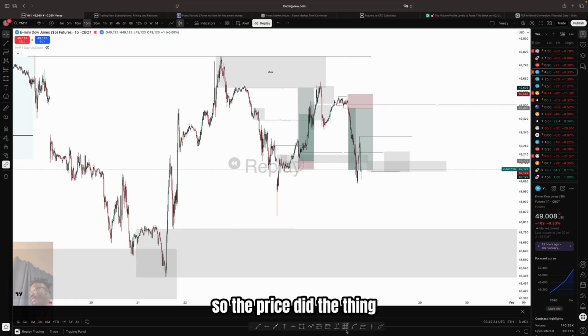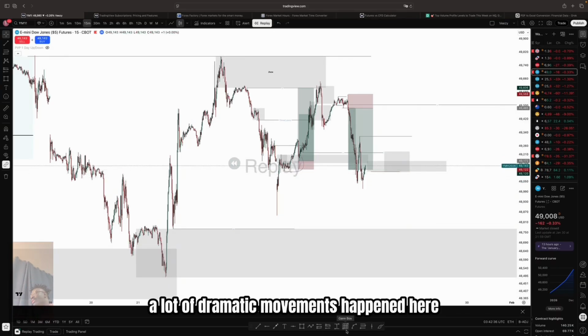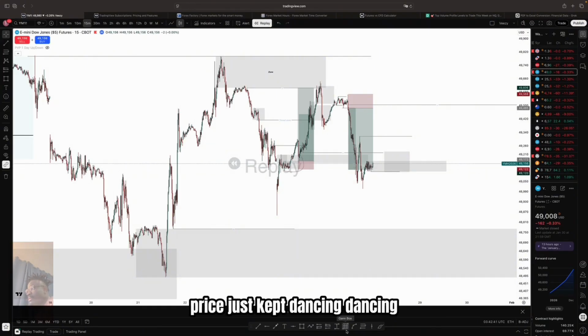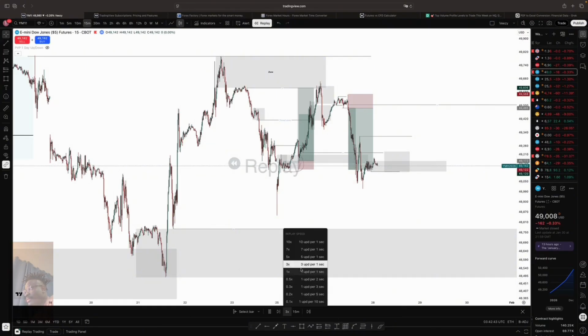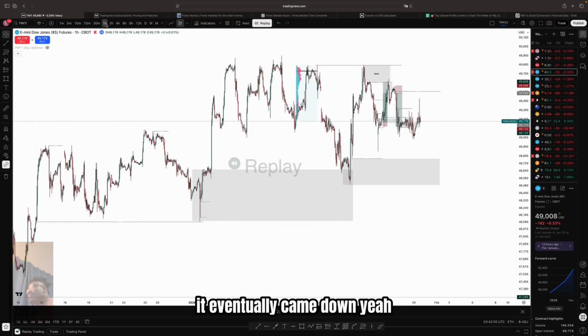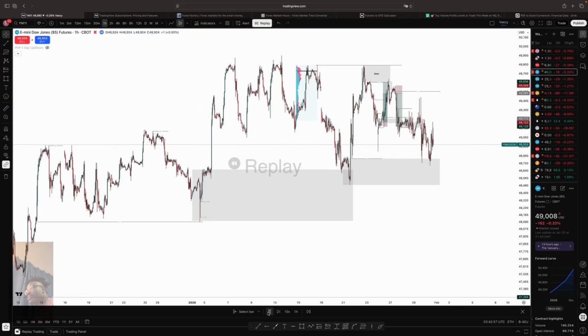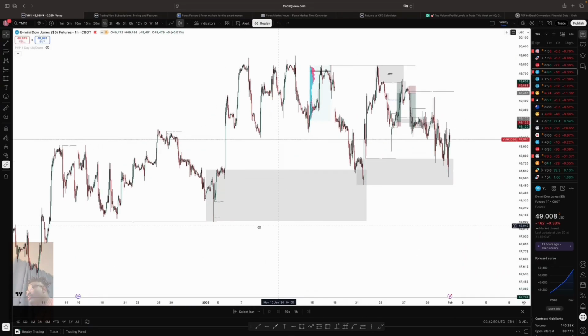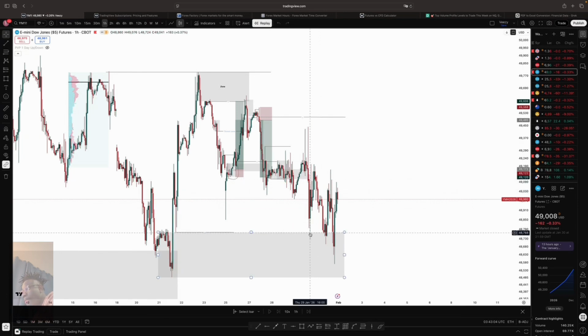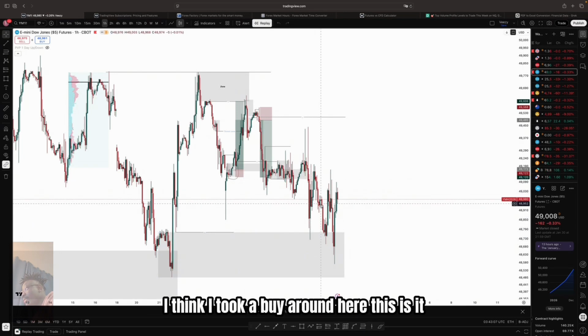Price did the thing. A lot of dramatic movements happened here. Price just kept dancing until it eventually came down. When it tapped this zone, I think I took a buy around here.